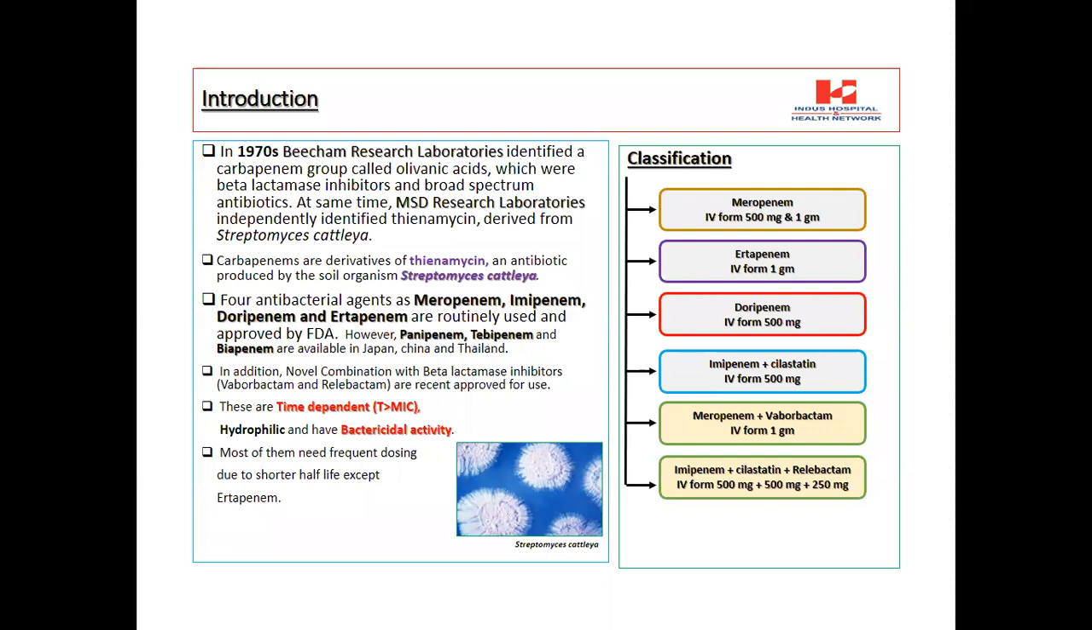Okay, what are the properties of carbapenems? These are very broad spectrum and were first introduced in the 1970s. They are sourced from the fungus Streptomyces cattleya, and they have a time-dependent effect, as we discussed earlier, time over MIC. If given as a prolonged infusion in adequate doses, they can produce a good effect against the infection. And they have bactericidal activity.